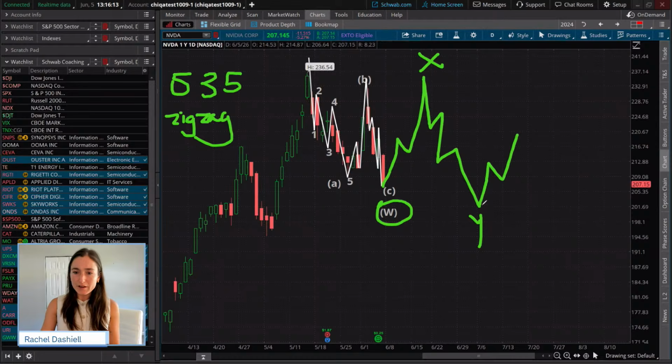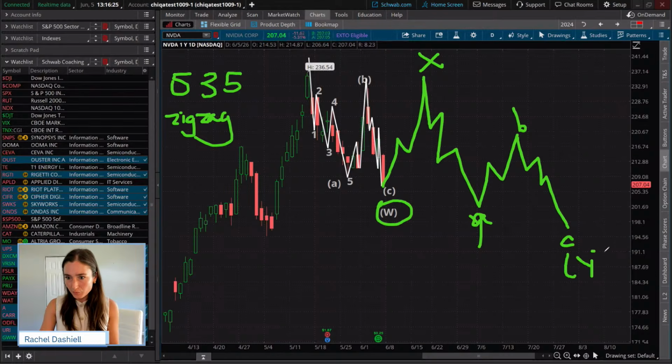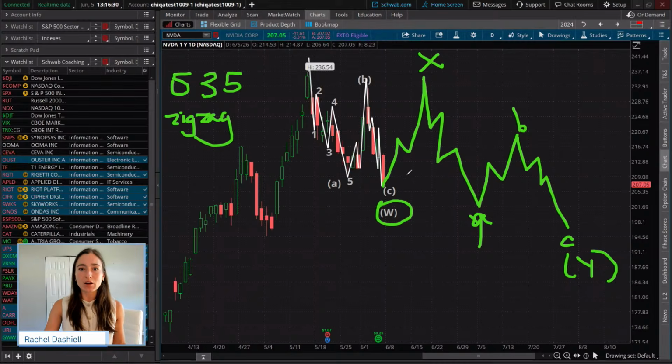And then, all right, I guess I actually did that wrong. This would be your A, this would be your B, and 1, 2, 3, 4, 5. This would be your C, and ultimately that would be the end of that corrective period, which would be your Y. So if this does prolong itself, this is what this type of corrective wave could look like with this double three combination. I'm going to keep an eye on the chat to see if we do have any questions.